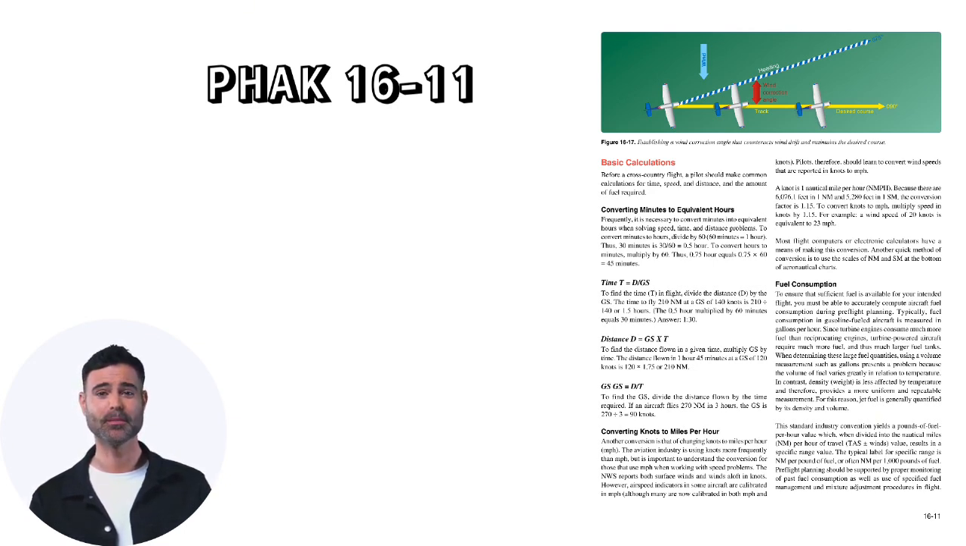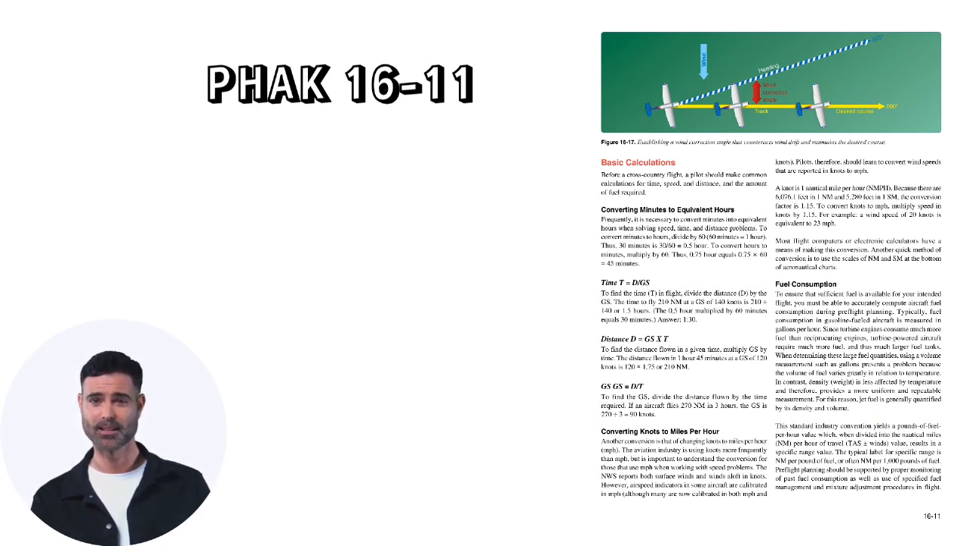Fuel consumption. To ensure that sufficient fuel is available for your intended flight, you must be able to accurately compute aircraft fuel consumption during pre-flight planning. Typically, fuel consumption in gasoline-fueled aircraft is measured in gallons per hour. Since turbine engines consume much more fuel than reciprocating engines, turbine-powered aircraft require much more fuel and thus much larger fuel tanks. When determining these large fuel quantities, using a volume measurement such as gallons presents a problem because the volume of fuel varies greatly in relation to temperature.